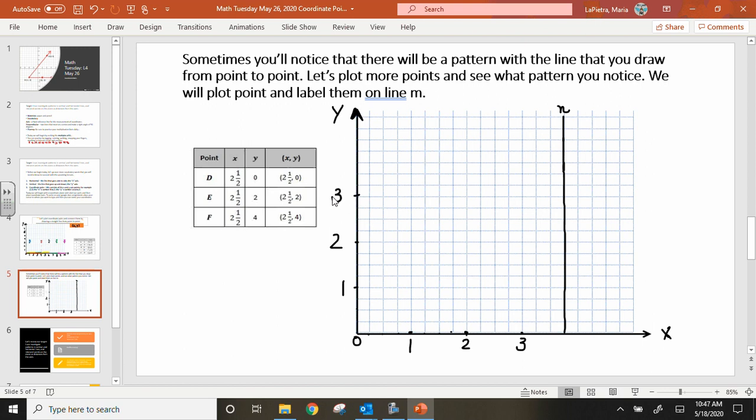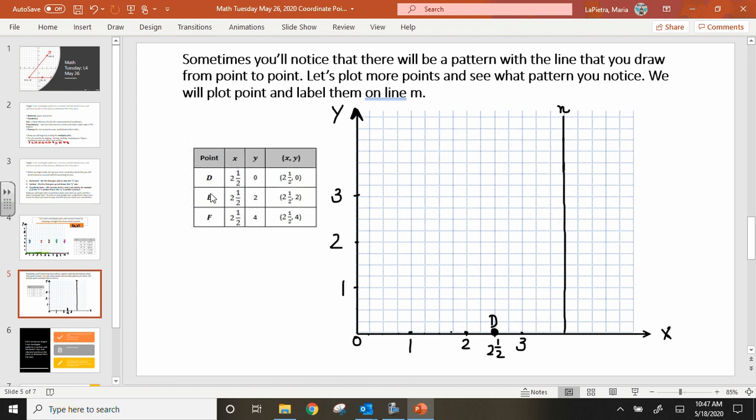Here we go. All right, let's do D first. 2.5. Here's our 1. Here's our 2. This would be 2 1/4, 2 2/4, which is also called 2.5. All right. So there's our 2.5. Now look at this. Y is saying 0. So again, we go over on the X and up on the Y. We go over on the X to 2.5, but we don't go up at all. They just want us to stay right there, nowhere on the Y. It said 0, so we're going to label that D.